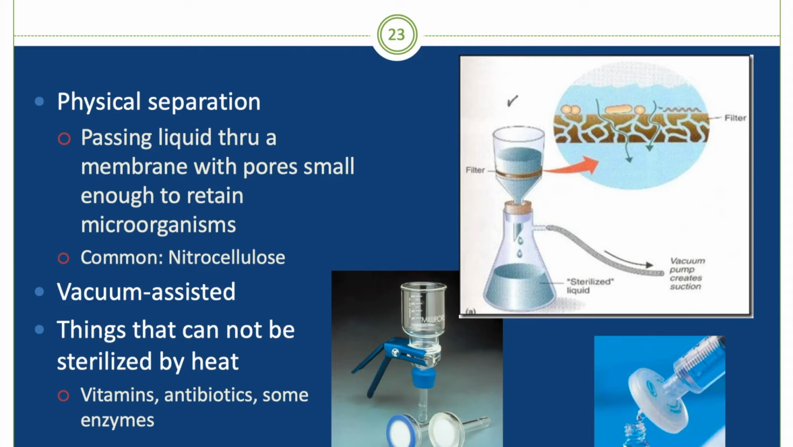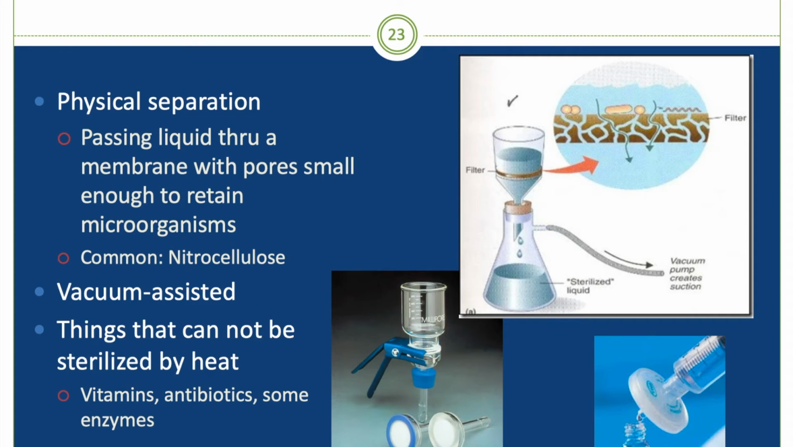So filtration also exists. That's another way of controlling microorganisms by passing the liquid through a membrane that has smaller pores, which will prevent the microorganism from going through. And when it's vacuum assisted, it actually improves the process. An example of a filter that can be used is filters that are made of nitrocellulose, because they have very tiny pores in them.